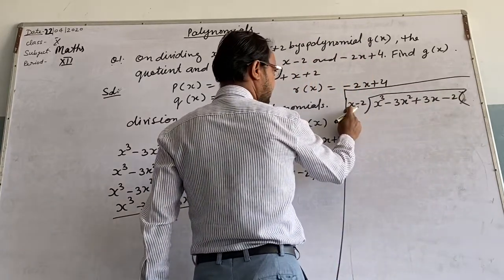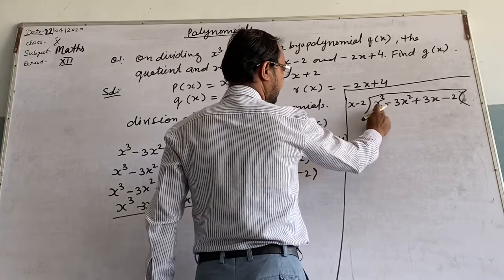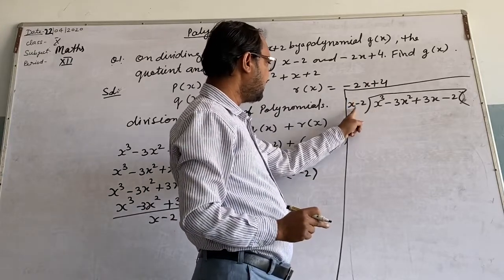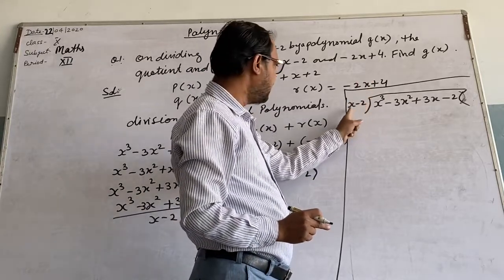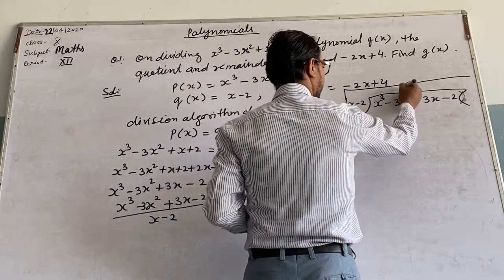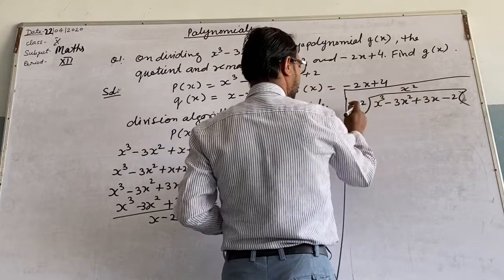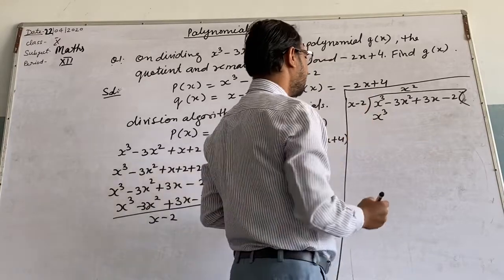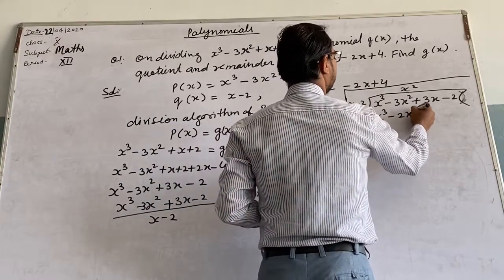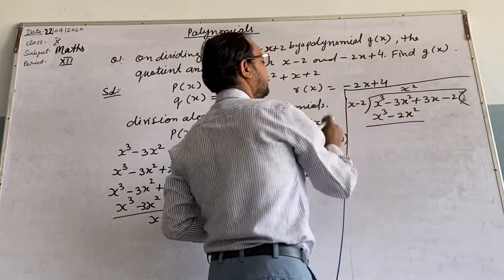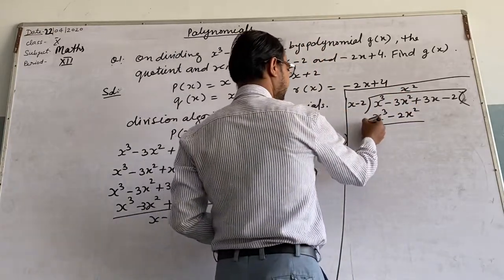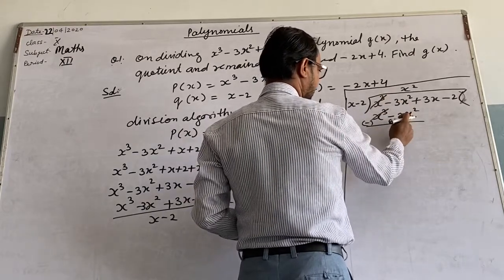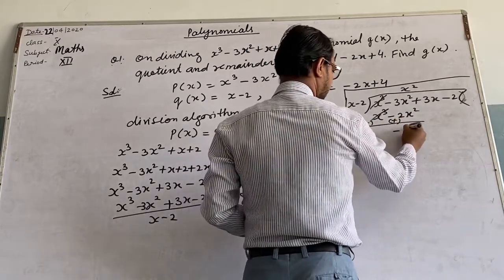See, here is x and here is x cube. You have to first of all remove this x cube. So what should we multiply in this to get x cube? Here there is one x, here there is x cube. So we can multiply by x square. x square into x gets x cube. Now x square into minus 2 gets minus 2x square. Now change the sign. This will be cancelled. Minus 3x square plus 2x square gets minus x square.